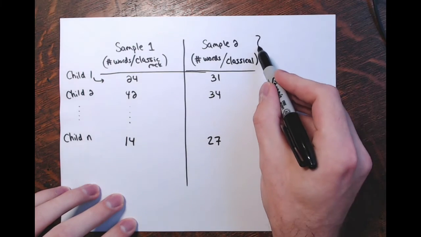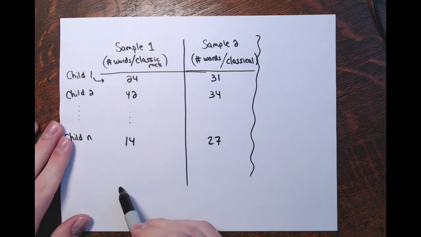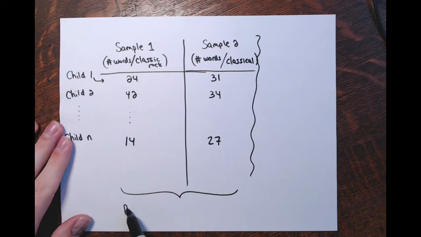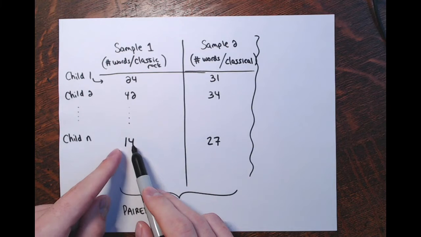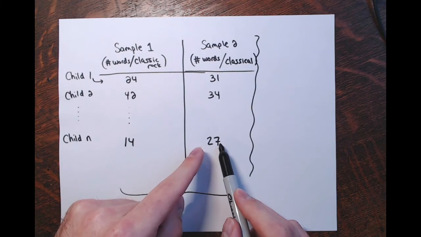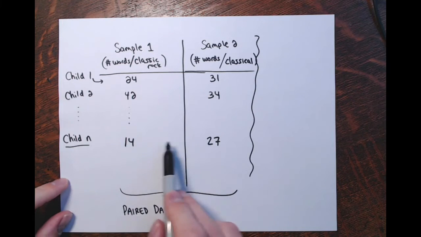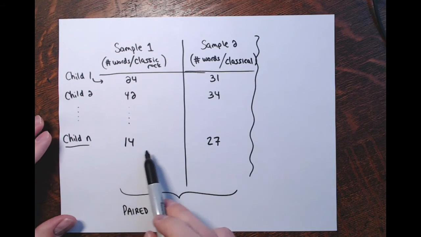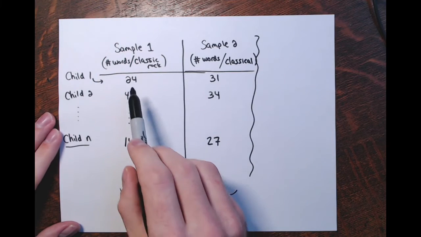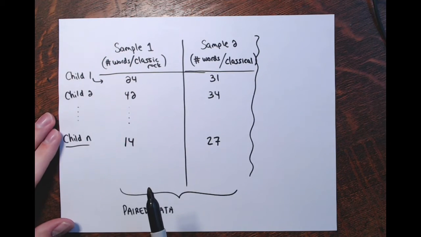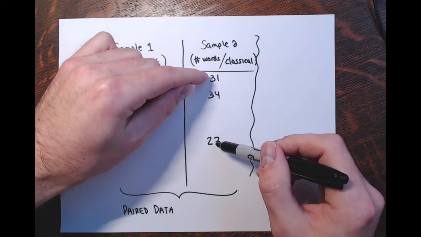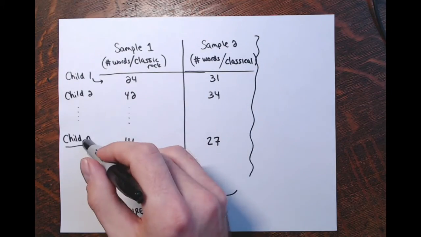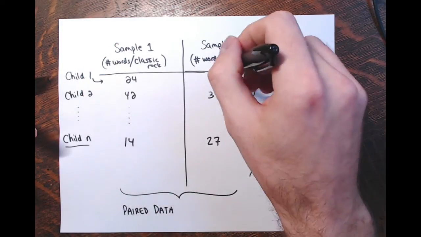All right, now what we're going to do with these, this is called paired data. Paired data, again, because each pair of data, every value in sample 1 that corresponds to a value in sample 2, they're both related to the same individual. So this pair of data is related to child n. This pair of data is related to child 1. So I can't mix these around, I can't just shift these around. I couldn't switch the 27 and the 31 because the 27 is related to child n, the 31 is related to child 1. I couldn't just mix them up.